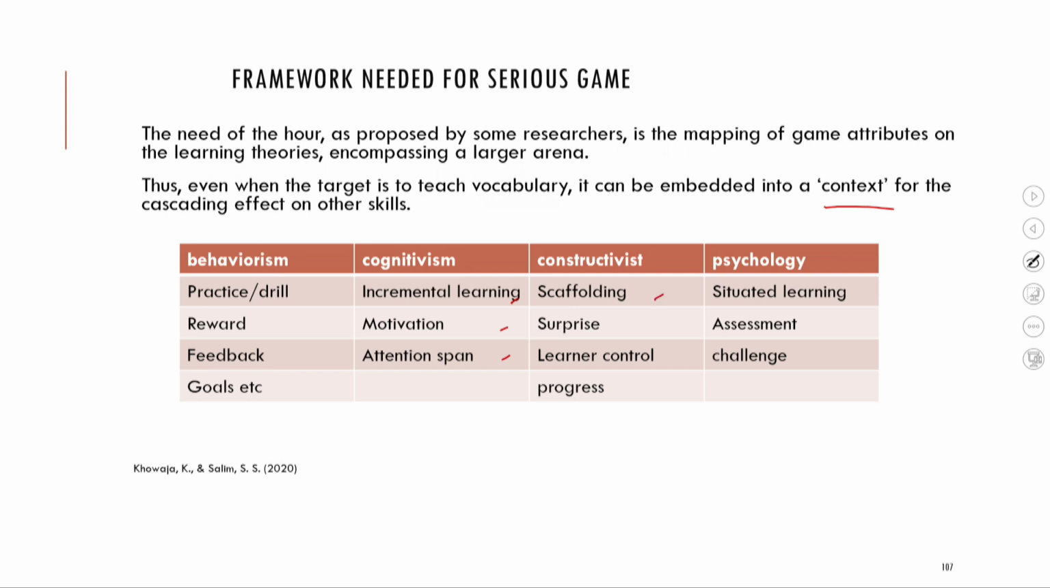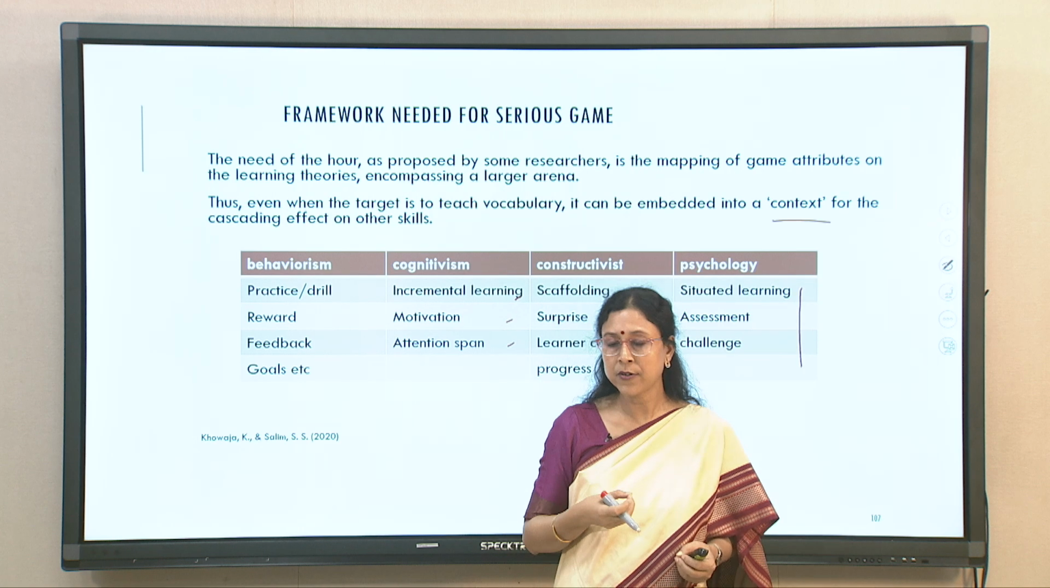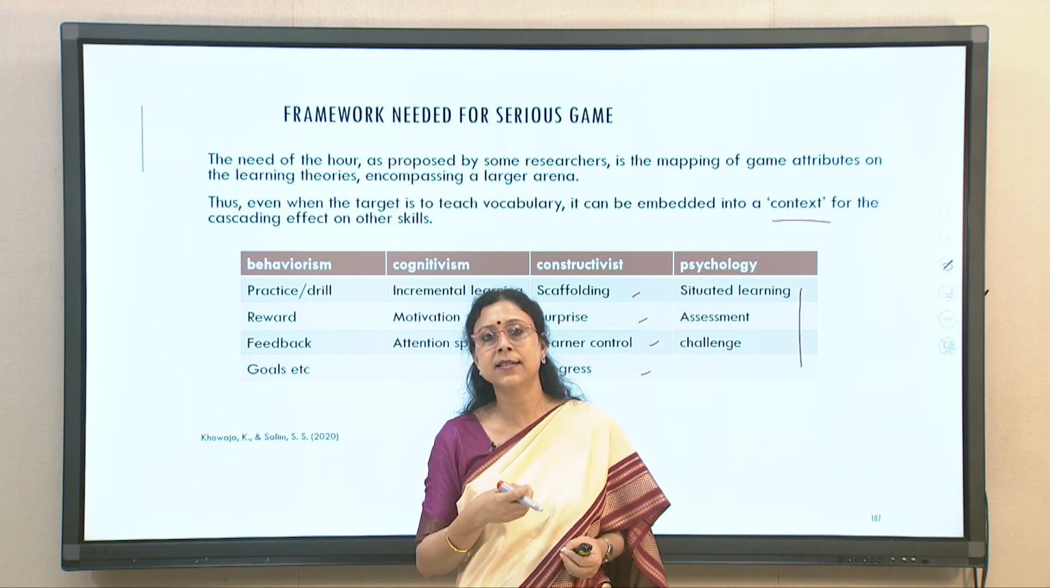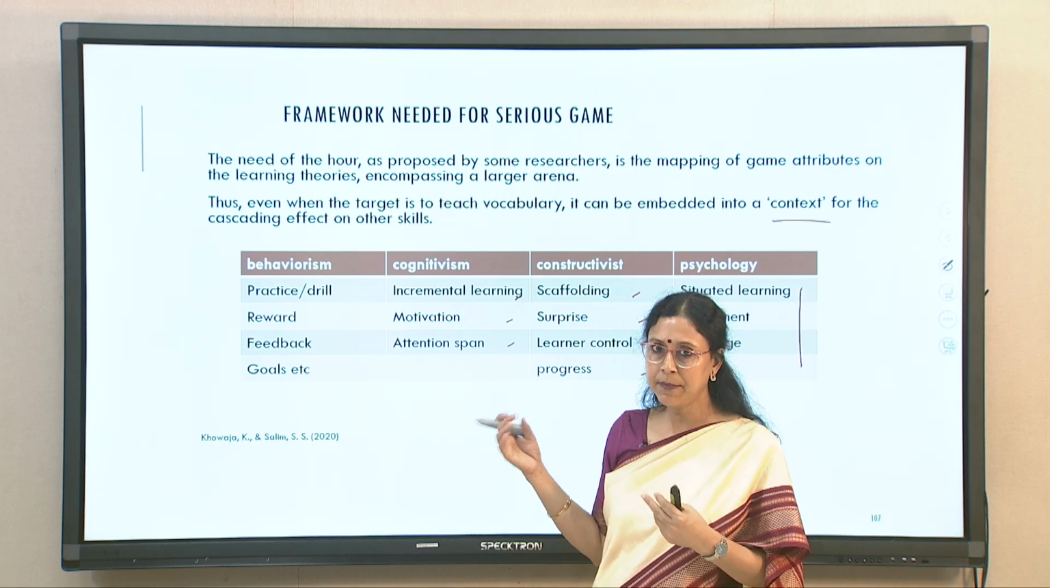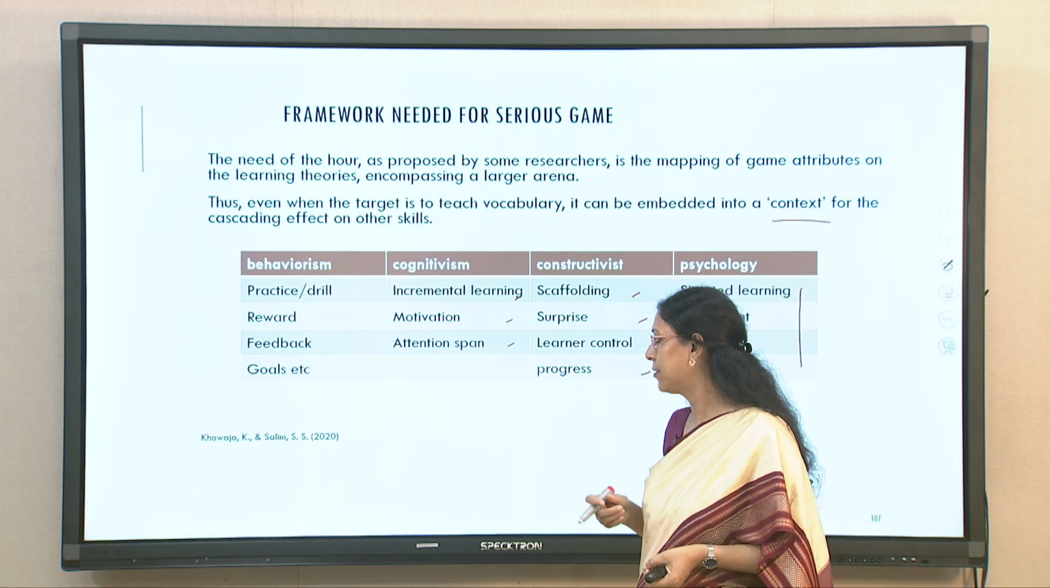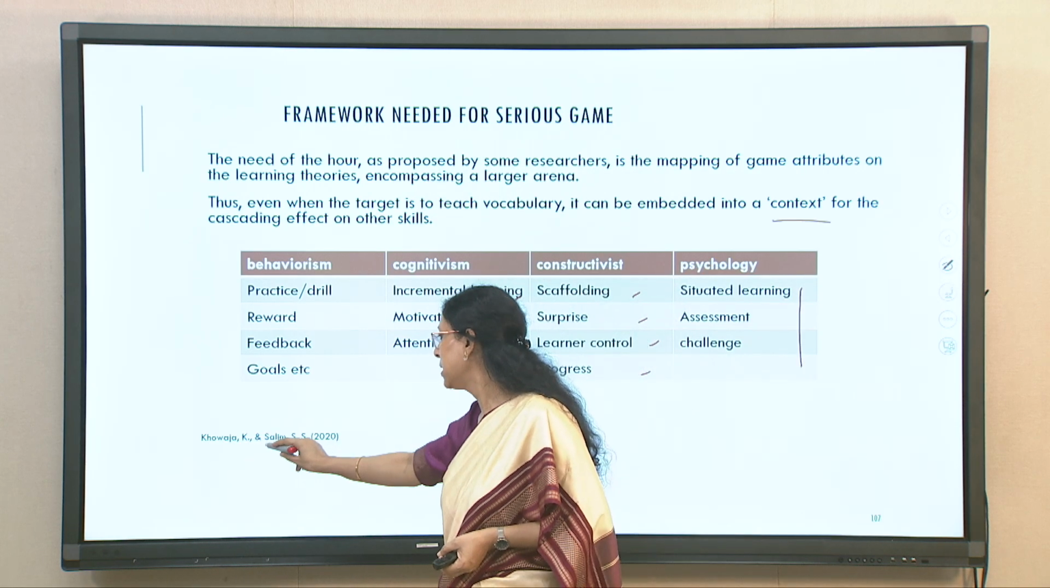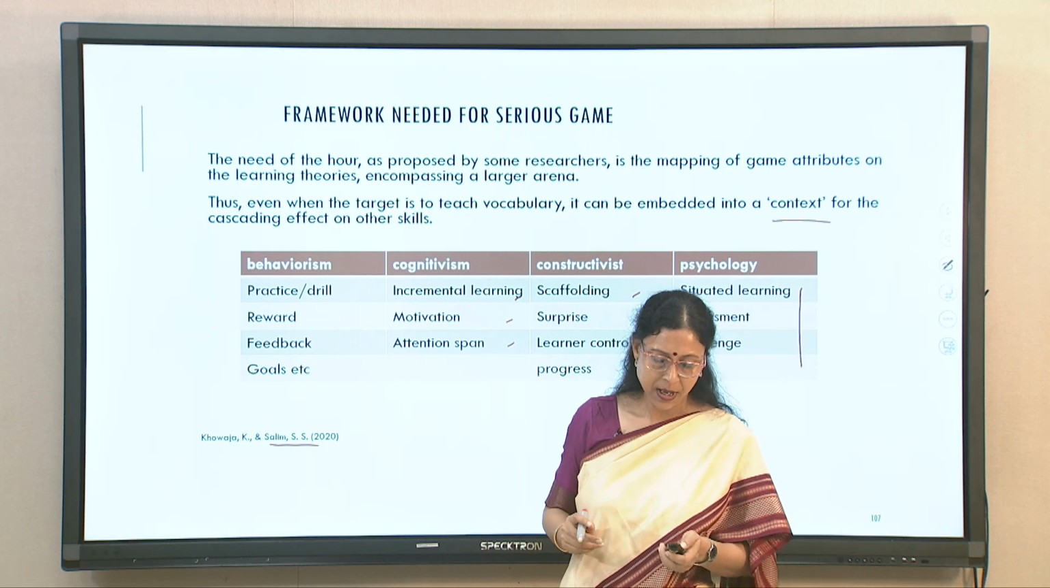Constructivism focuses on scaffolding, surprise, learner control, and progress. And of course, in psychology. So, depending on your goal, depending on the kind of disorder we are talking about and the kind of cascading effect that we need, we can base our theory on any of these parameters. This has been proposed by a recent study.